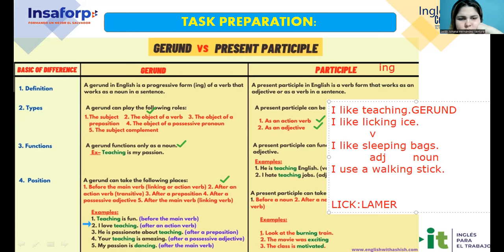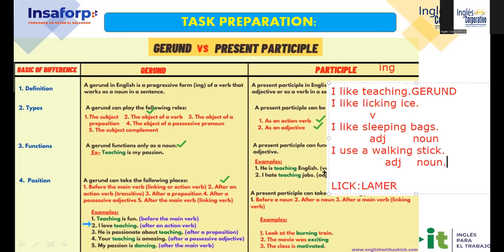Entonces, ¿un bastón para qué? Un bastón. Es un bastón. De caminar, ¿verdad? Okay, so look at this adjective noun. Entonces, depende, nosotros tenemos que leer las oraciones a veces para interpretar qué función tiene. Gerund, recuerden que solo es noun. Participle, puede ser un action verb o an adjective. Okay, so now let's continue with some more examples. Copy that example. So these are going to be useful for you.